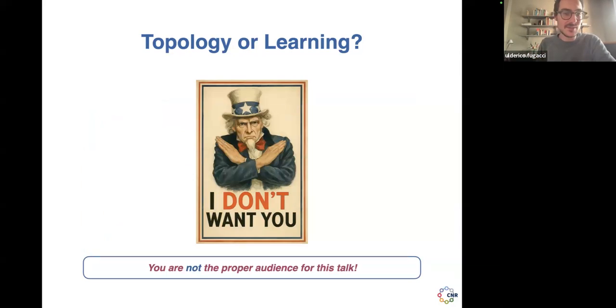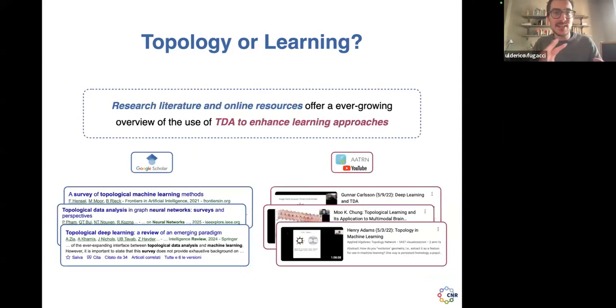For this reason, maybe you are not exactly the proper audience for this talk. Let me explain why. All of us, I think, have a deep knowledge in topology, in TDA, and at the same time, I think have at least some rough idea about learning approaches. And we all know that TDA and learning approaches can be fruitfully integrated in deep manners, and online resources are available, and there is an everyday growing amount of research literature discussing this theme. And of course, these networks are one of the main channels in which this discussion is made.